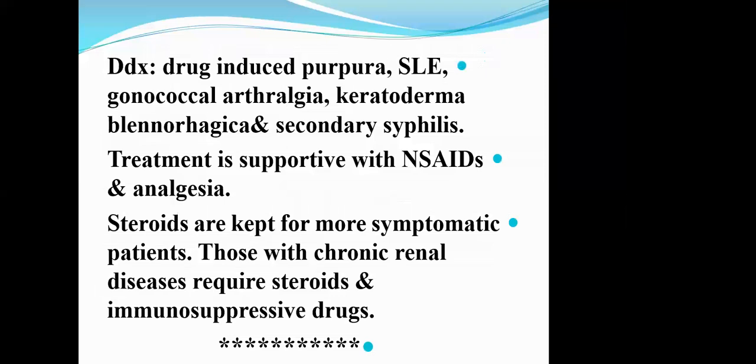Okay. The differential diagnosis هو drug-induced purpura and SLE, gonococcal arthralgia, keratoderma blennorrhagicum, and secondary syphilis. Treatment supported with non-steroidal anti-inflammatory drugs and analgesia. Steroids kept for more symptomatic patients. Those with chronic renal disease require steroids and immunosuppressive drugs. هاي بالنسبة patients with Henoch-Schönlein purpura حقيقة معظمهم يستجيبون only to steroids. إذا صار عندهم renal involvement تستخدم لهم immunosuppressive drugs. Okay.